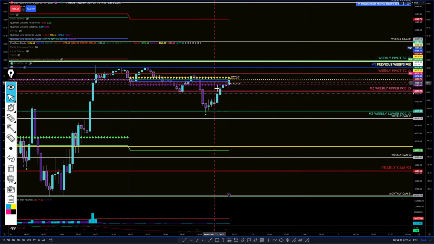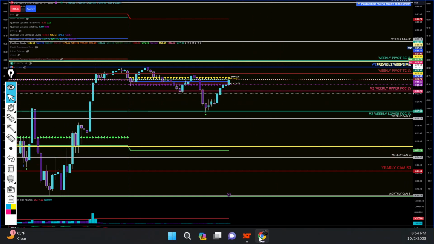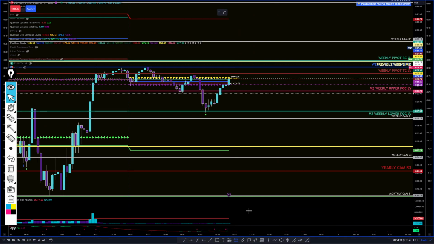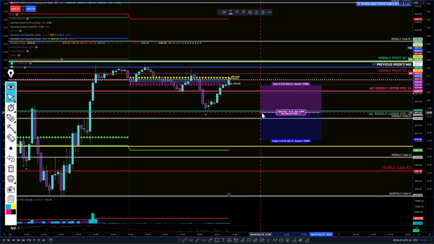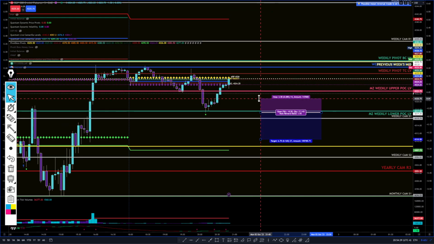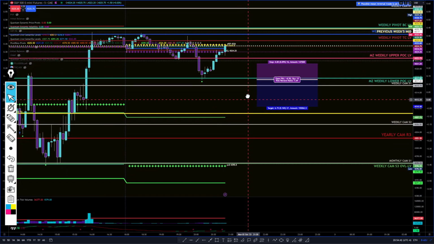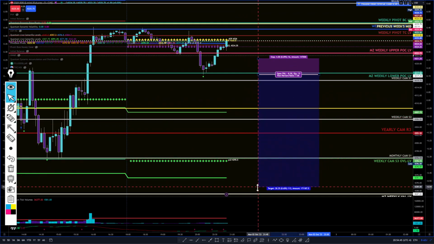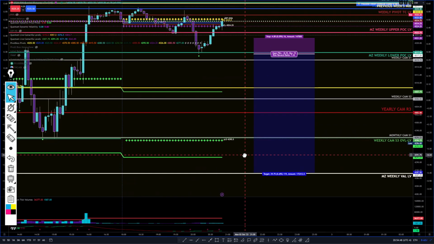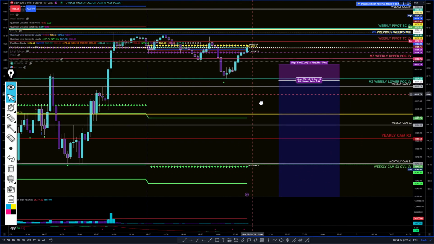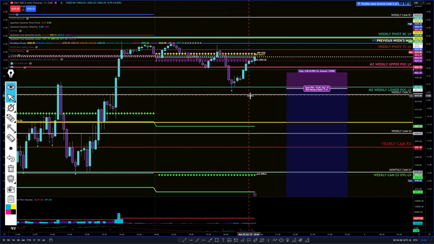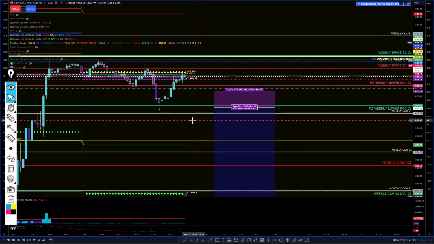To be honest, I would think around here, when you lose this POC area, that would be a good setup for a short. So let's say around here when you break these lows, you'd get a 6 point stop. I usually have a 4 point stop and try to catch the drop all the way down to the weekly value area low. That would be a 29 point drop, and that's feasible. Whether that will happen by 9:30 depends on where we open at 9:30 tomorrow.